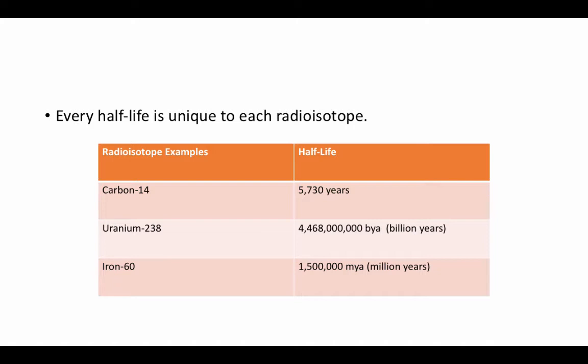Each isotope serves a different purpose. If you're a scientist and you want to look at the past 100,000 years of Earth's history, the past 20 million years of Earth's history, or the past 4.5 billion years of Earth's history, you need a different isotope to do that.